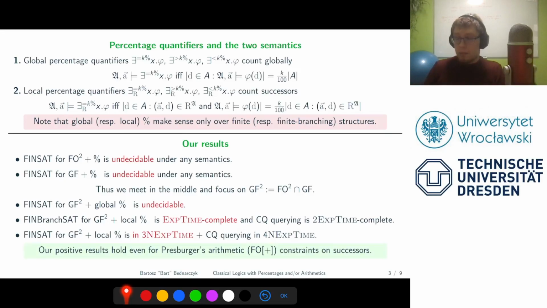In the remaining time, I will try to give you some ideas of how the proofs go. We will go through all these results. I will tell you what the basic ideas look like, and then I will tell you in more detail how the undecidability proof for FO2 plus percentage quantifiers goes. In addition, our positive results also hold for Presburger arithmetic formulae, so we can write even more expressive constraints on the successors, written in the first-order theory of natural numbers with addition.